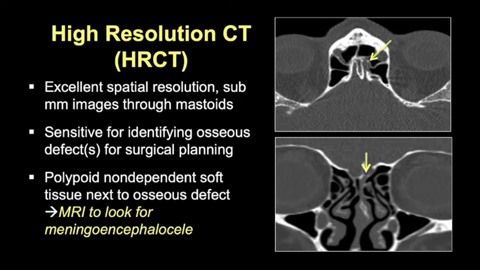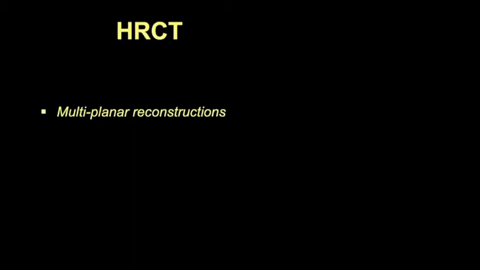On CT, it's important to look for any polypoid non-dependent soft tissue next to an osseous defect, especially if it's in the olfactory recess, as in this case, and in that setting, you want to consider an MRI to assess for a meningoencephalocele. So on CT, it's really important to look for the site of osseous defect in multiple planes, optimizing the window and leveling.